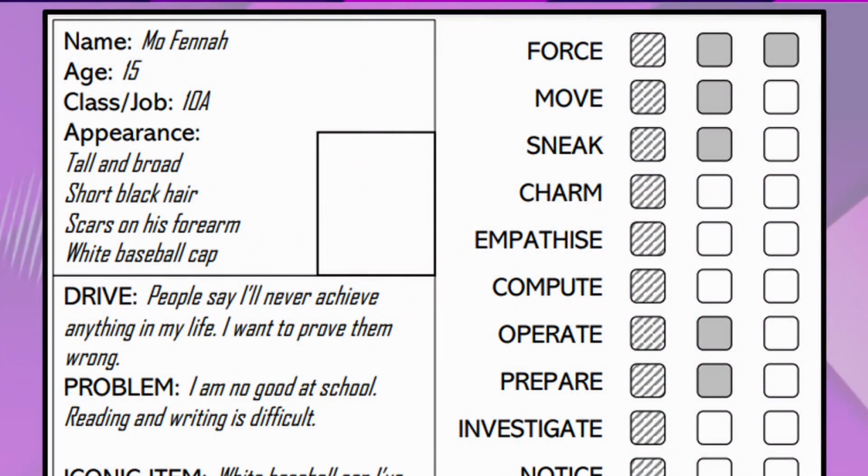Let's have a look at Mo's character sheet. He's a strong lad. He has a skill of 3 in force, so he would roll 3 dice without any help or any items. That means he naturally has a much better chance of opening the filing cabinet than Annie.